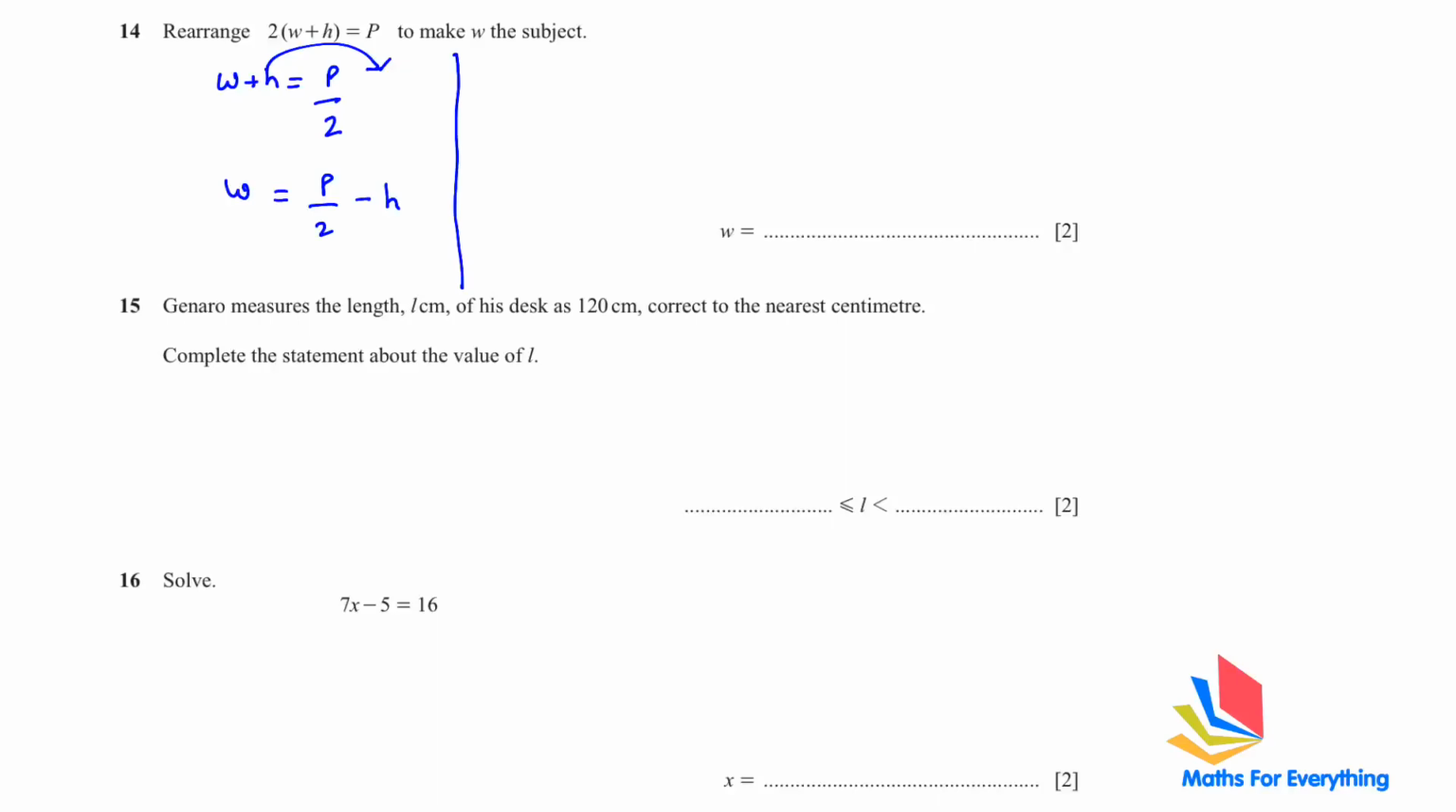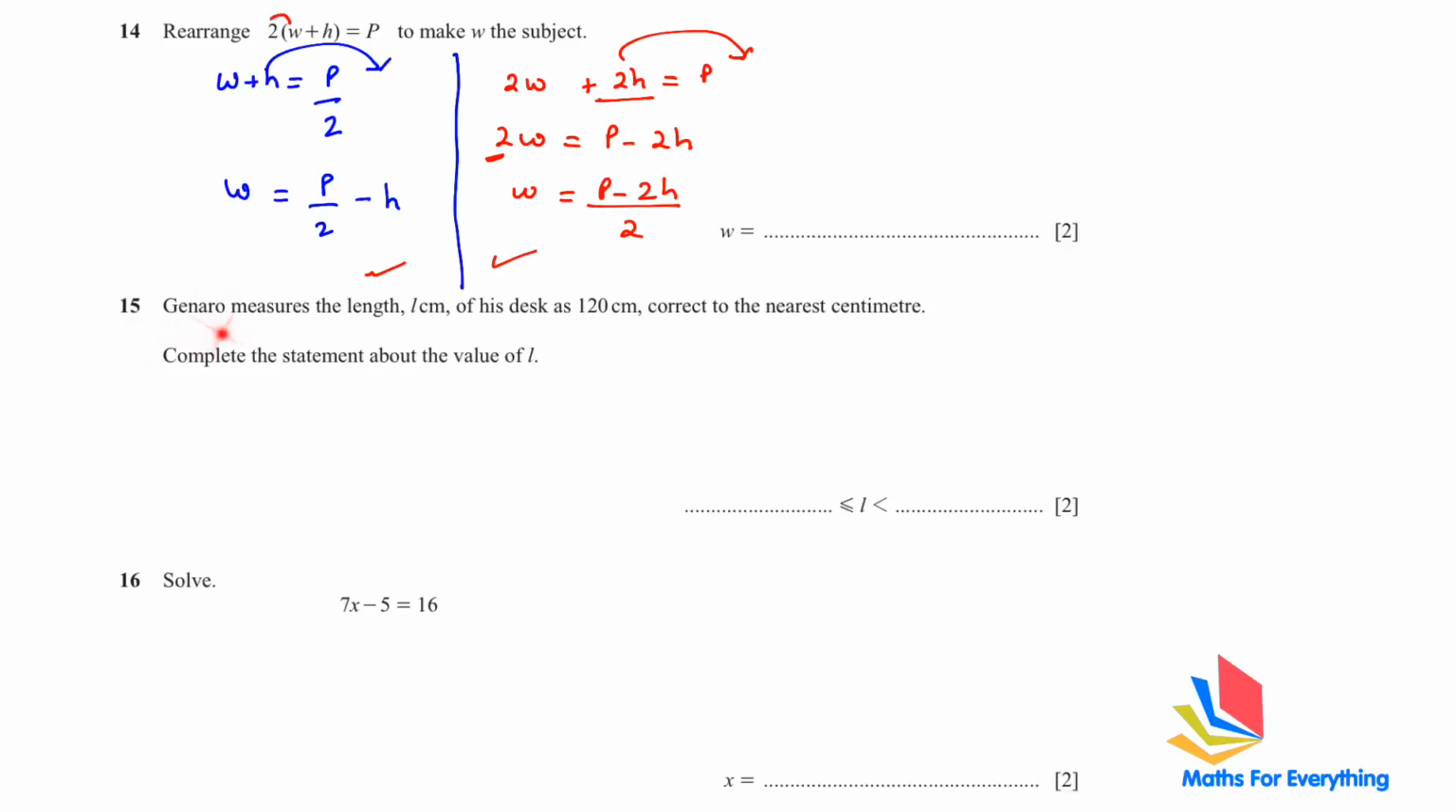The other way is we'll expand the bracket. 2 multiplied by w is 2w, and 2 multiplied by h, 2h is equal to p. This will move to the other side, which will be p minus 2h. And then, because this is a multiply here, when I bring 2 to the other side, it will be a divide. So both your answers are right, and you can choose any method to solve it.